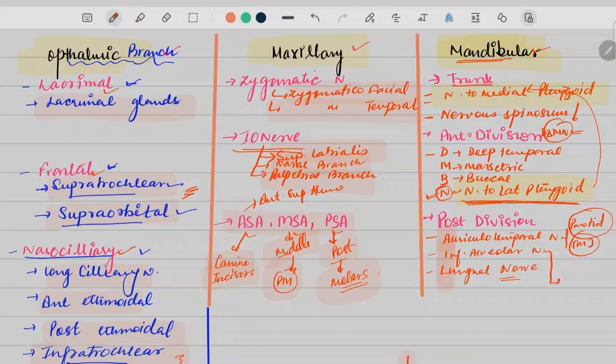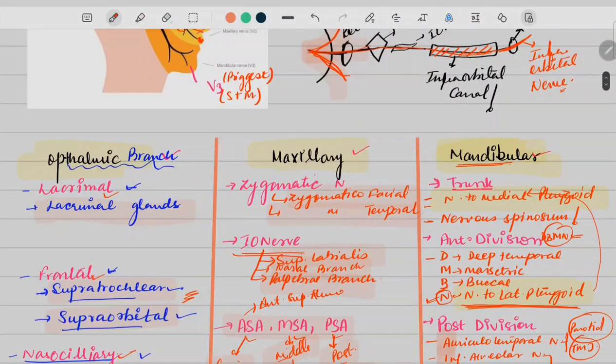The inferior alveolar nerve is going to supply the chin region, all the teeth of the mandible, and also it is going to have a little effect on the lower lip. And the lingual nerve lastly supplies the anterior two thirds of the tongue. So if somebody asks you where it is going to supply, these are the supplies. Coming to the anterior division again, you can remember this as DBMN, as I've just told you. D is deep temporal, masseteric, buccal nerve, and the nerve to lateral pterygoid. If you remember the nerve to lateral pterygoid, quickly go and write the trunk nerves, that is the nerve to medial pterygoid and the other one is the nervus spinosum.